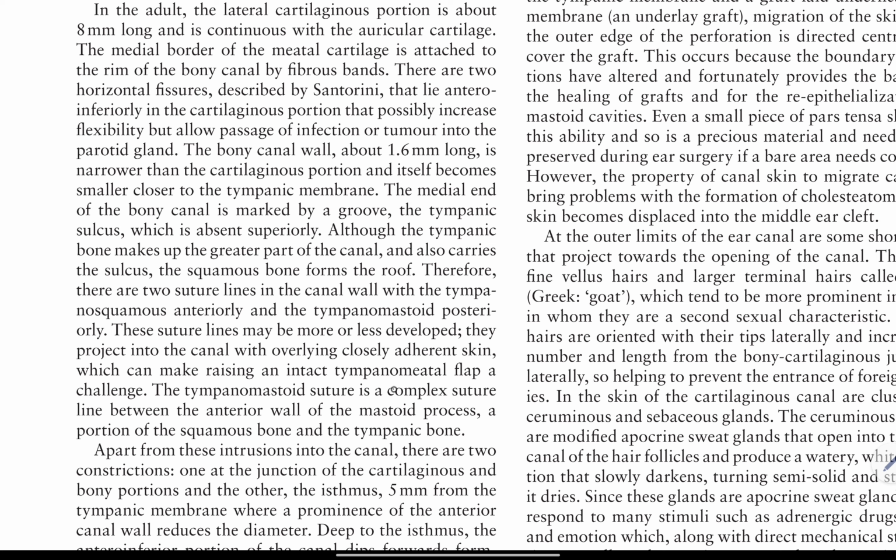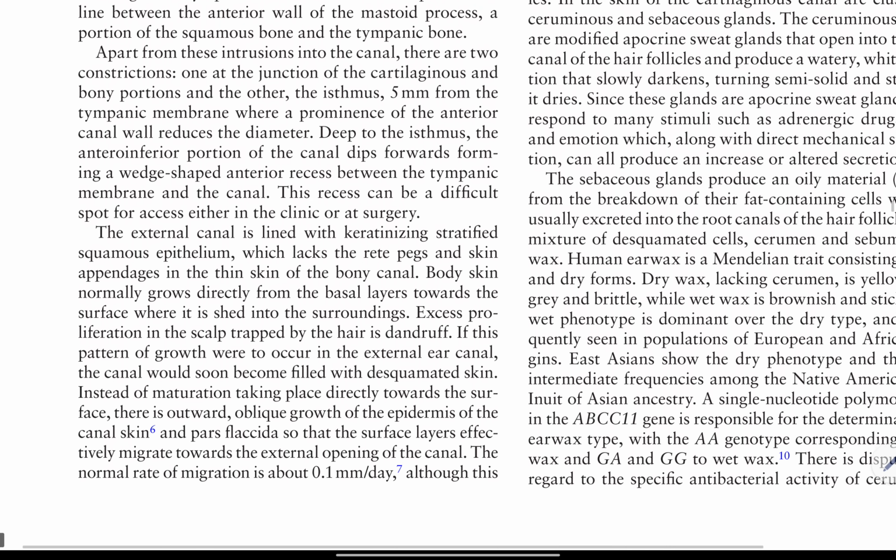The tympanomastoid suture is a complex suture line between the anterior wall of the mastoid process, a portion of the squamous bone, and the tympanic bone. Apart from these intrusions into the canal, there are two constrictions: one at the junction of the cartilaginous and bony portion, and the other, the isthmus, 5 mm from the tympanic membrane, where a prominence of the anterior canal wall reduces the diameter. Deep to the isthmus, the anterior inferior portion of the canal dips forwards, forming a wedge-shaped anterior recess between the tympanic membrane and the canal. This recess can be a difficult spot for access either in the clinic or at surgery.